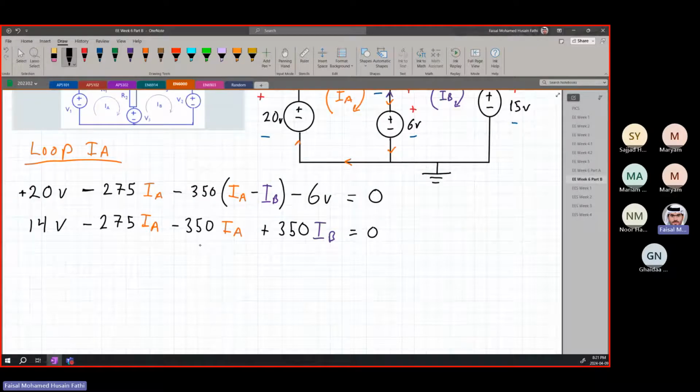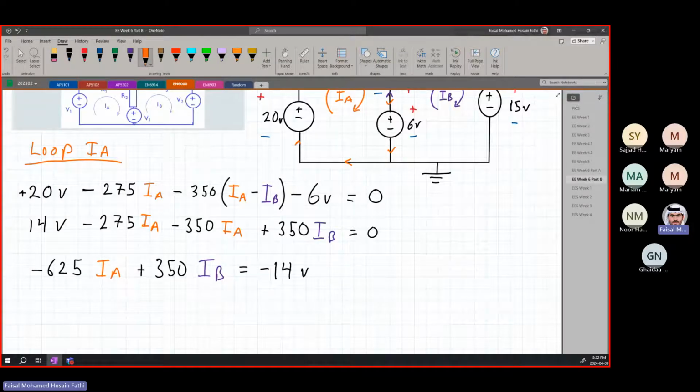Let's group everything up. So the 14 volt will take to the other side. Let me get my calculator. So minus 275 minus 350 is equal to minus 625 IA plus 350 IB is equal to 14 volts is plus here. On the other side, it will become minus 14 volts. And this is our first equation. This is equation 1, from loop IA, the first loop.